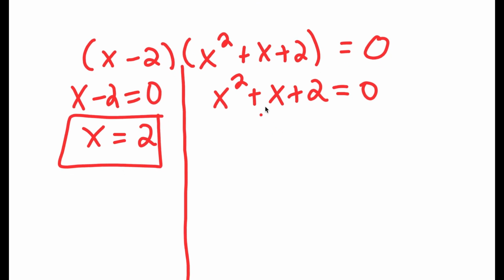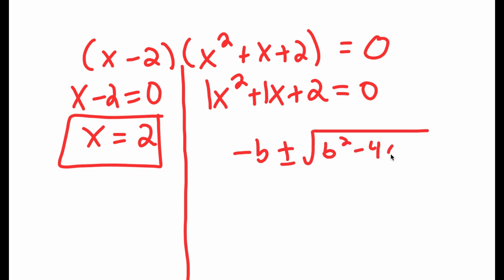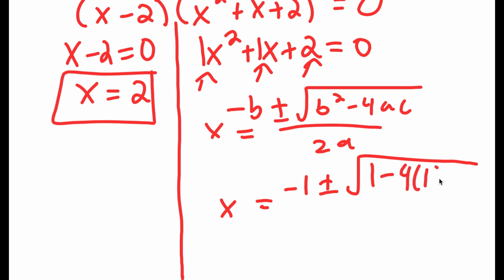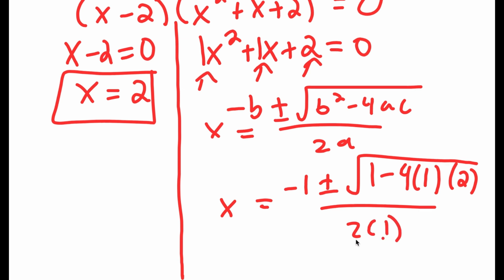And for x squared plus x plus 2 equals 0, I can use the quadratic formula, which is negative b plus or minus the square root of b squared minus 4ac all over 2a. So in this case, a is 1, b is 1, and then c is 2. So I get x is equal to negative 1 plus or minus the square root of 1 squared, which is simply 1 minus 4 times a, which is 1 times c, which is 2, all over 2a.